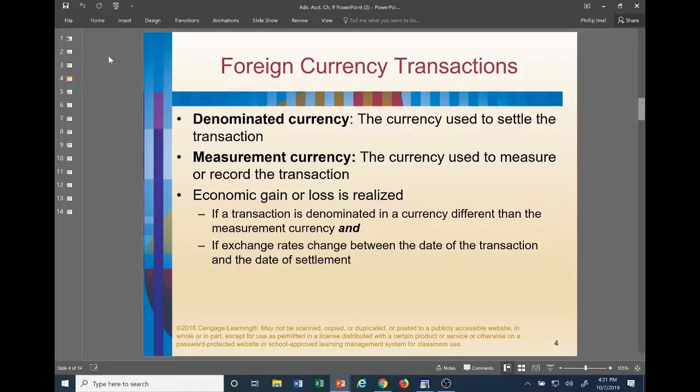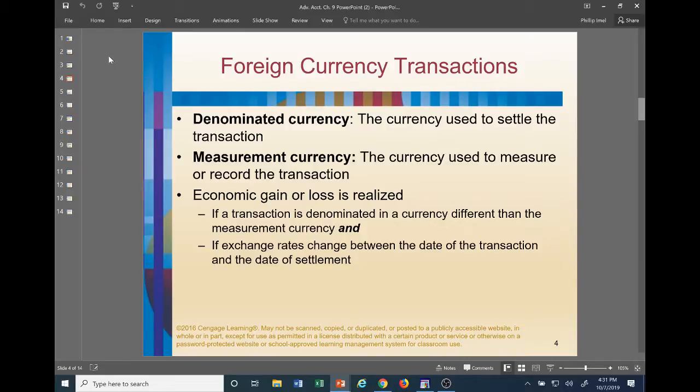So now, foreign currency transactions. Today, there are almost 200 countries in the world and almost as many different currencies that are being used throughout the world. Now, business transactions that are settled in a currency other than that of the domestic currency are going to be referred to as foreign currency transactions.